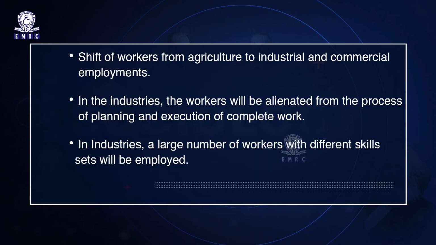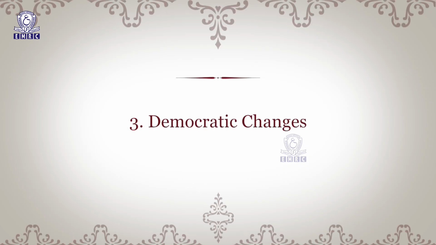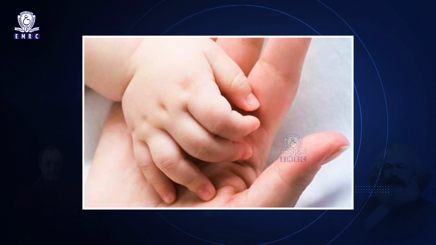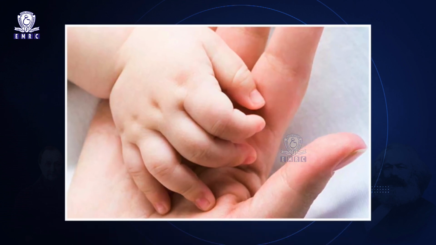In industries, a large number of workers with different skill sets will be employed. In order to ensure smooth and speedy functioning of the industries, by bringing all the people together, there is a need for a bureaucratic system. Third one, demographic changes. Industrialization has been influencing the demographic conditions of a nation. It has an impact on fertility, mortality and migration of people.